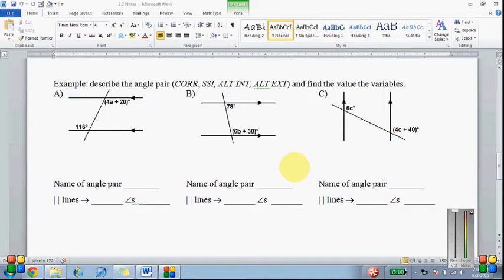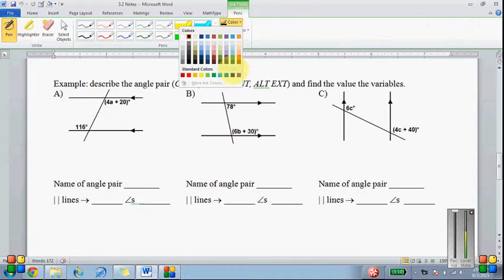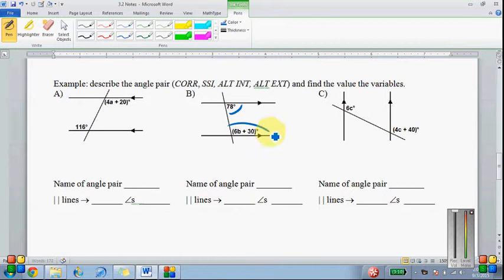Next one, letter B says I've got a 78-degree angle and an angle that says 6b plus 30. So these two angles are on the same side of this transversal right here. They are inside the two lines, so these are same side interior angles. And we just learned that parallel lines mean same side interior angles are supplementary, same side sup.